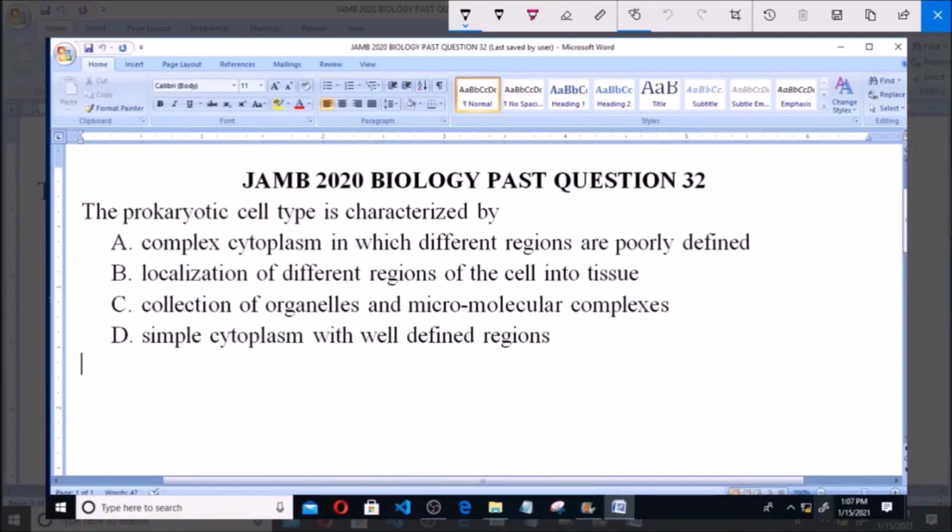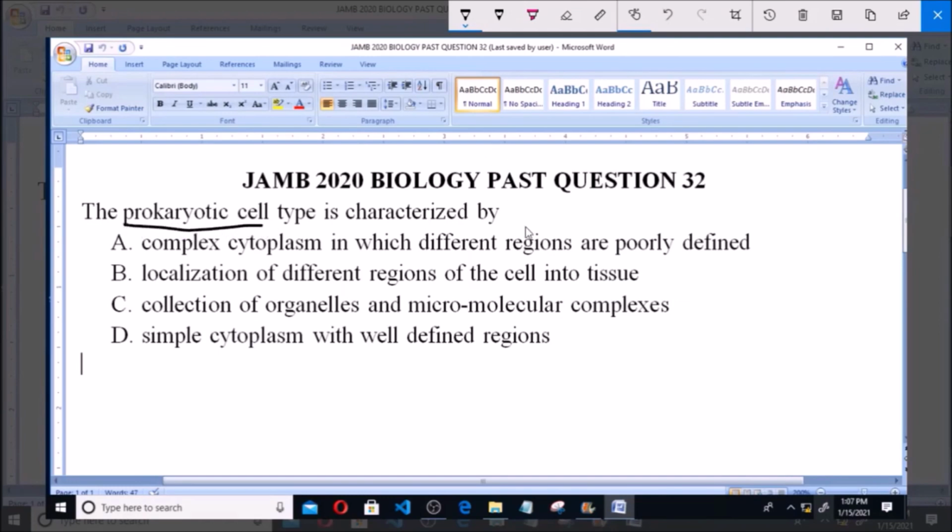I'll be answering JAMB 2020 Biology Past Question 32. A prokaryotic cell type is characterized by A. complex cytoplasm in which different regions are poorly defined, B. localization of different regions of the cell into tissues, C. collection of organelles and molecular complexes, and D. simple cytoplasm with well-defined regions.